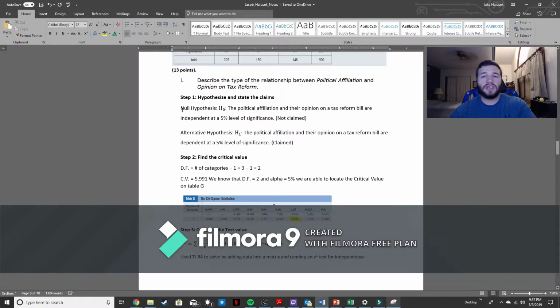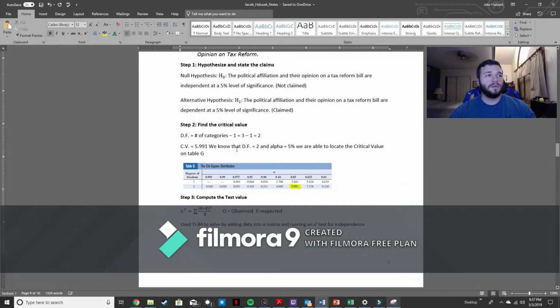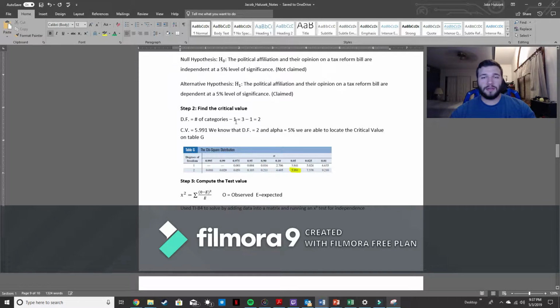Start off by giving our hypotheses. The null hypothesis is that the political affiliation and their opinion on a tax reform bill are independent at a 5% level of significance. This is not the claim we're looking for. The claim we are making is our alternative hypothesis: the political affiliation and their opinion on a tax reform bill are dependent at a 5% level of significance. Step 2, we are going to be finding the critical values.